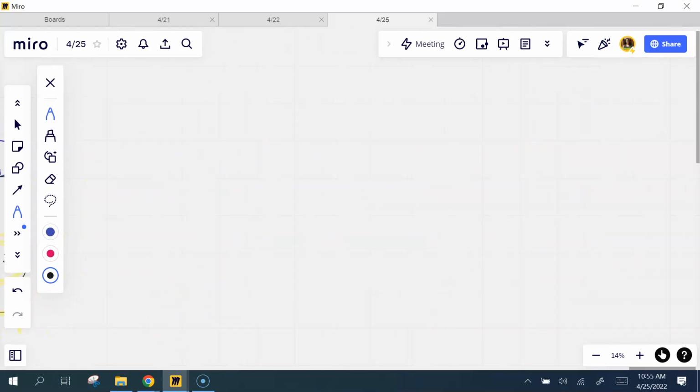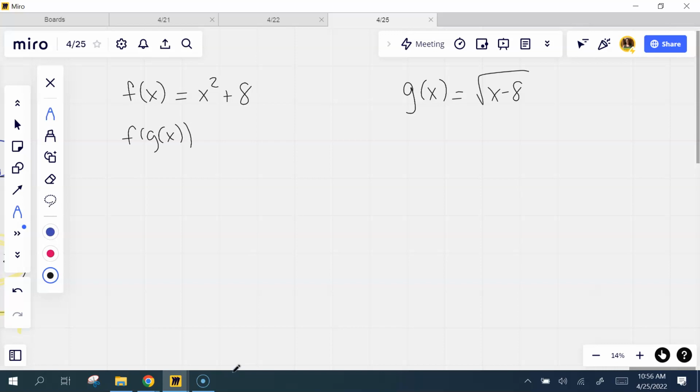Now I want you to look at this one. So this is coming in under number 12. I'm not going to answer the question above number 12 until we do number 12, and I'm going to show you why. I've got f of x equals x squared plus 8, and g of x equals the square root of x minus 8. Okay? I want you to find and simplify this time f of g of x and g of f of x. I want you to find both of those and simplify it and see what happens.